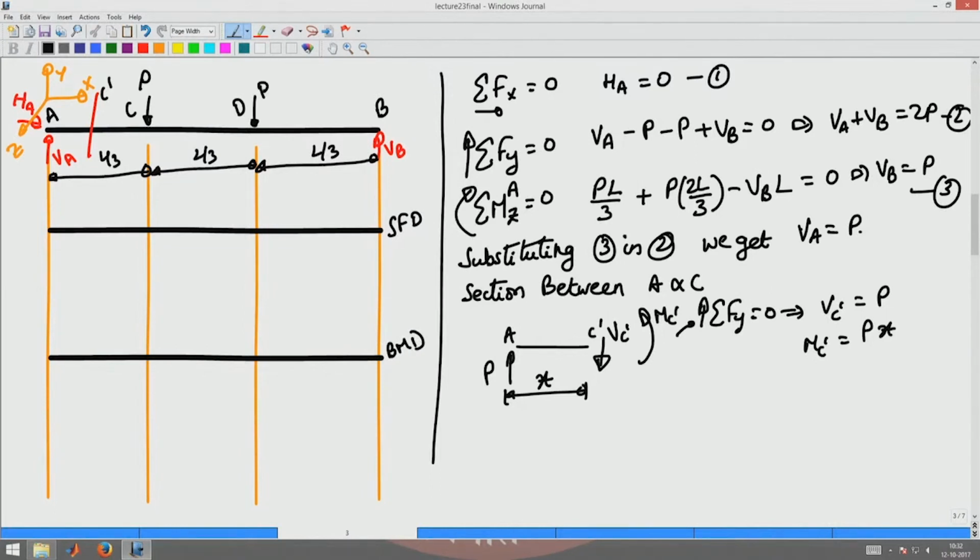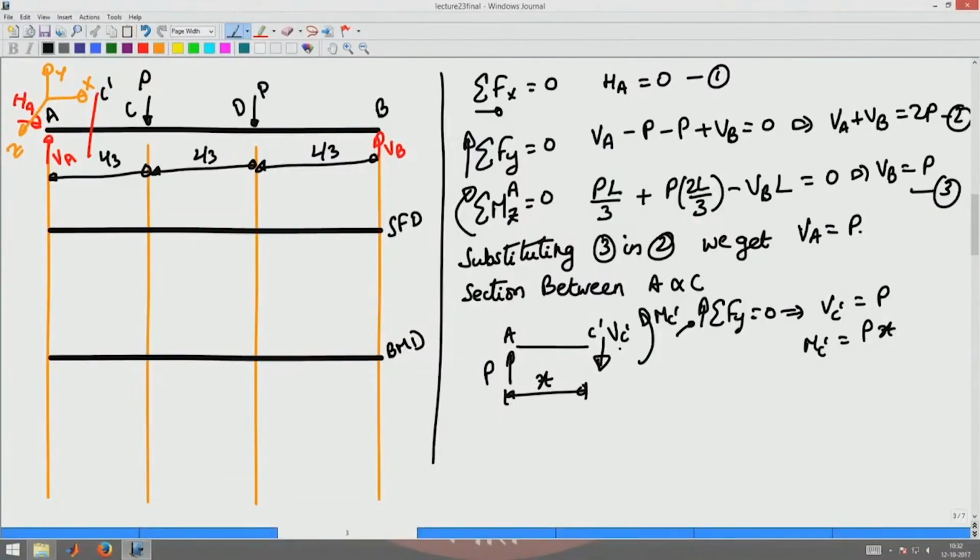The shear force P is acting vertically downward on a face which has the positive normal pointing along the positive direction of the coordinate system. The positive normal at C is pointing along the positive direction of the coordinate system, but the shear force is acting in the negative direction of y, so this shear force is a negative shear force. So, I have negative shear force P there.